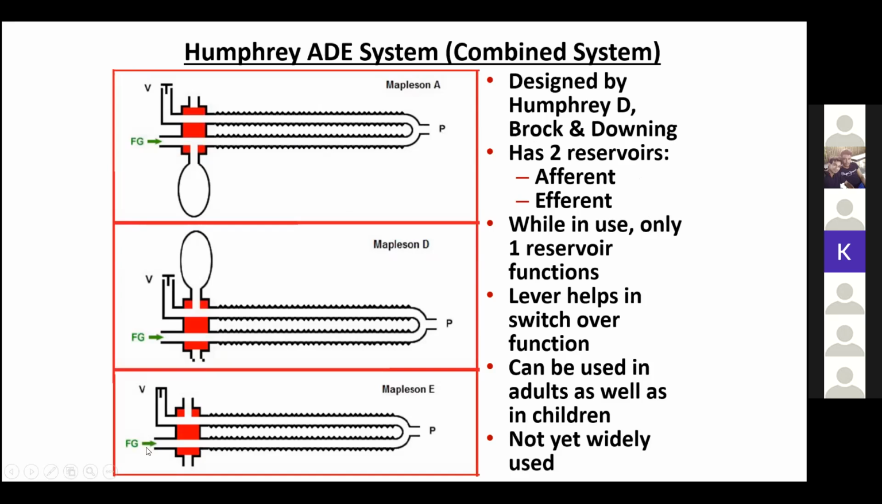Depending on which port you use for fresh gas flow, whether you are closing the valve or keeping the valve open, and whether you're connecting the bag, afferent limb, or no bag. So no bag is E, Mapleson D is efferent limb, and Mapleson A is bag connected to afferent limb. So you can use this as A, D, or E, any system that you want.